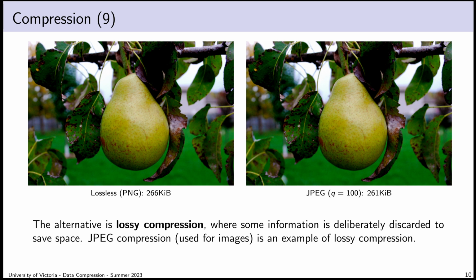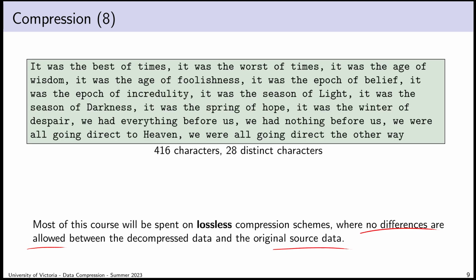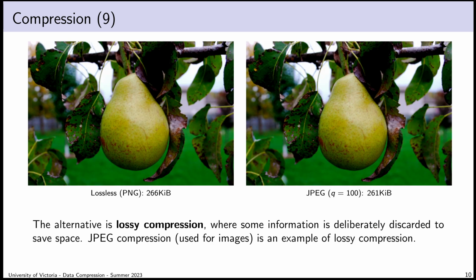The alternative to that, of course, if we say lossless, well, what if I am allowed to lose something? What if loss is allowed? Well, we end up with something called lossy compression. Lossy compression is where you can still use all the techniques you use in lossless compression, which is why we're going to cover lossless compression first. But in lossy compression schemes, you are allowed to deliberately delete part of your input data for the sake of saving space. An example of a lossy compression scheme is JPEG compression, which is used for images.